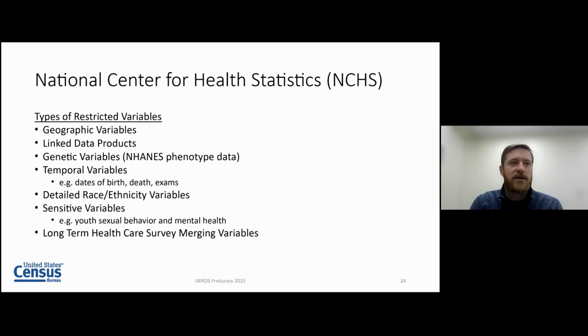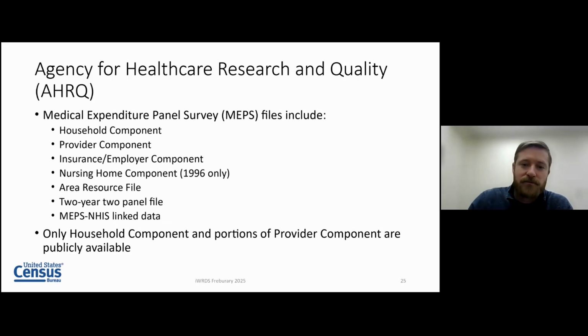All right. So the first set of data I want to discuss is the NCHS. Like the census microdata, NCHS makes much of their files available online. But a similar thing exists with RDCs, where you have access to additional variables like the geographic variables and linked products. Some sensitive information, such as genetic variables and time variables, are available through the RDCs that aren't available with the publicly available files.